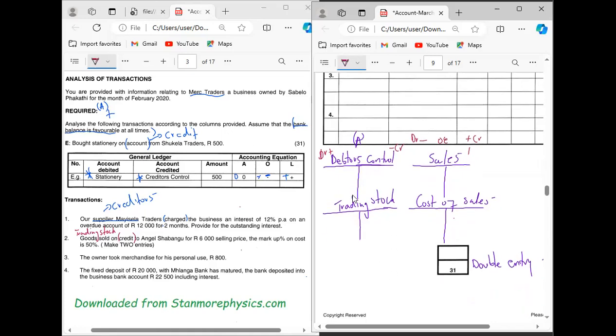Trading stock is classified as an asset, and all assets increase under the debit side and decrease under the credit side. Cost of sales is classified the same as owner's equity. All incomes will be under the credit side, and all expenses will be under the debit side. That's it, guys, and this is what we only need.